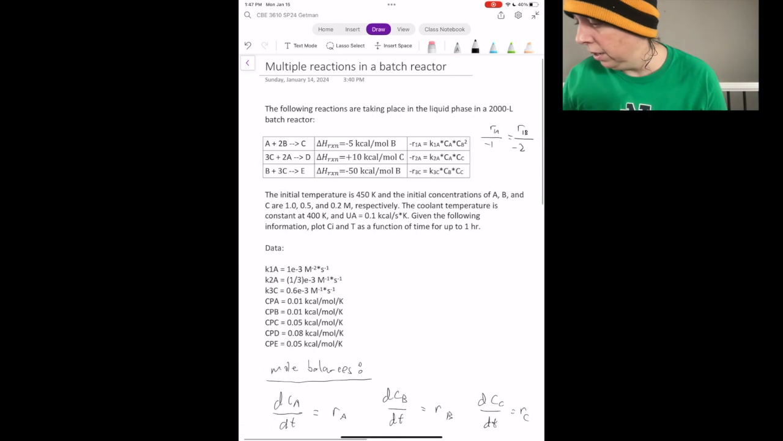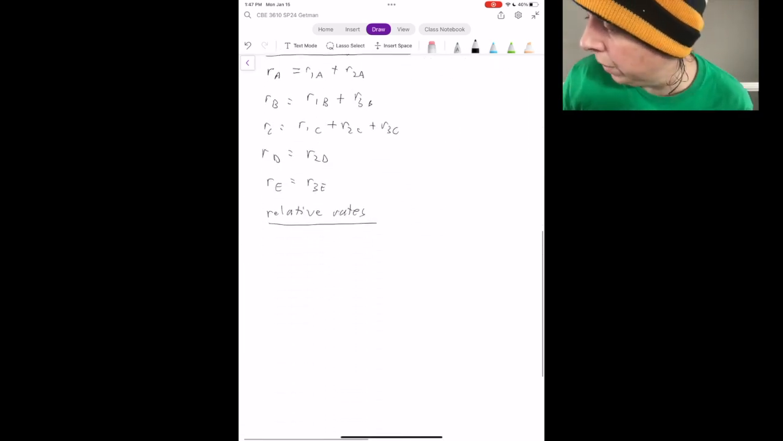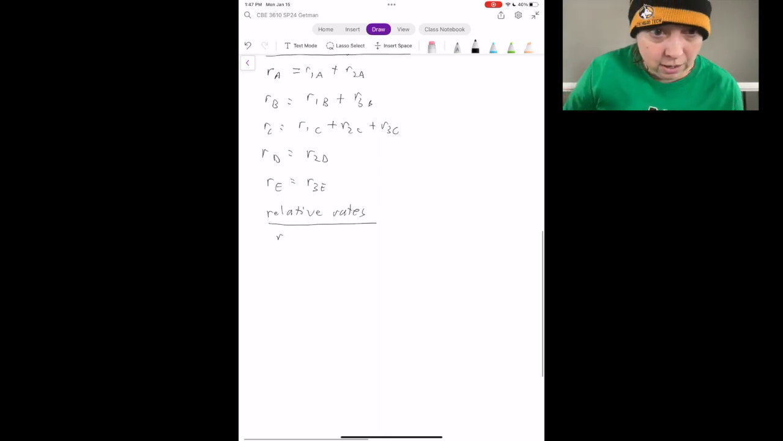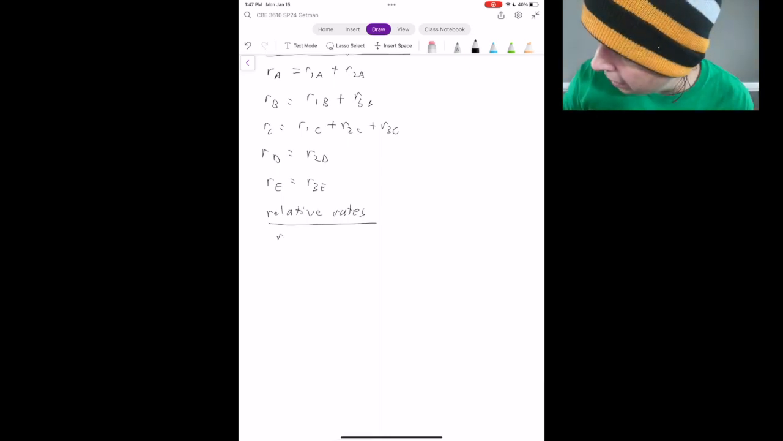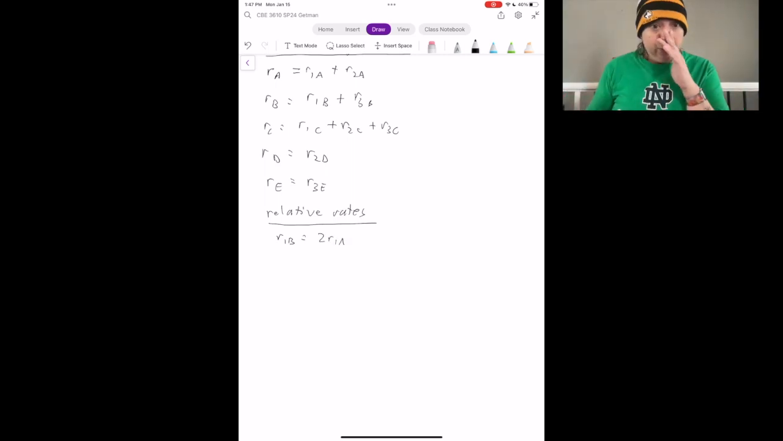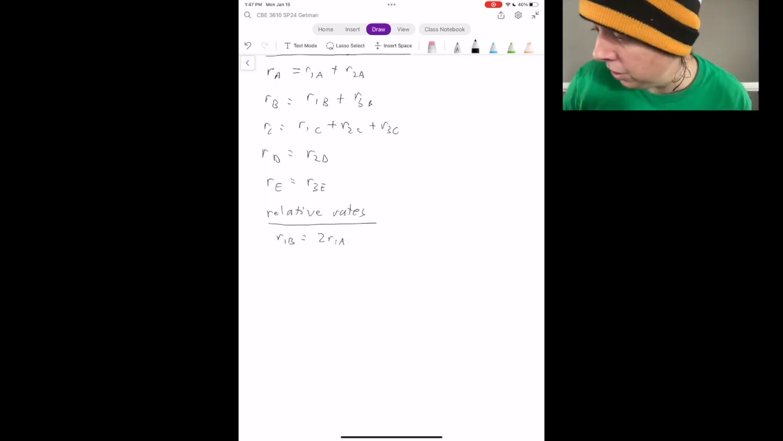So I can go down and write that here. R1B is equal to 2R1A. And now I can go through and do that for the remaining species.